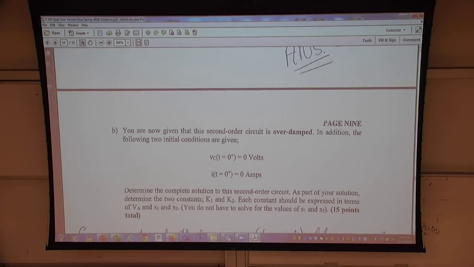So what we have is the case where this circuit is overdamped. It says here, I also give you 2 initial conditions. Determine the complete solution.